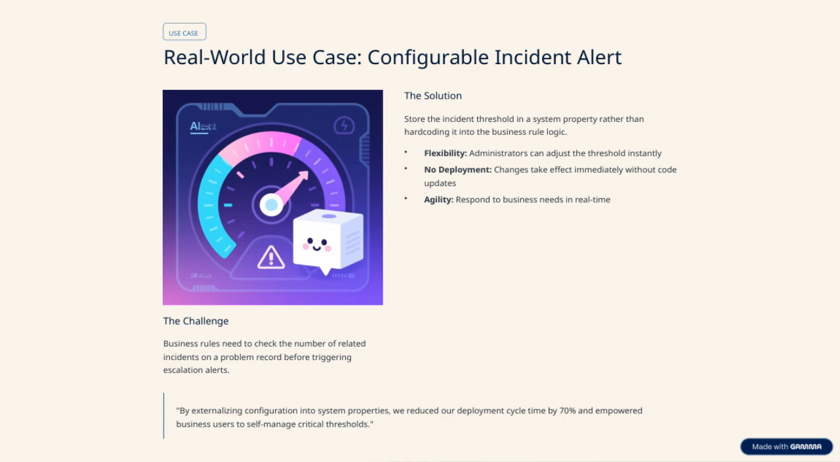So, when a business rule needs to check the number of related incidents before triggering an escalation alert, it simply references this system property. This makes our solution more dynamic and customizable. The key takeaway here is that by externalizing configuration, we streamline our processes, improve responsiveness, and give more control to those who need it most, our business users.